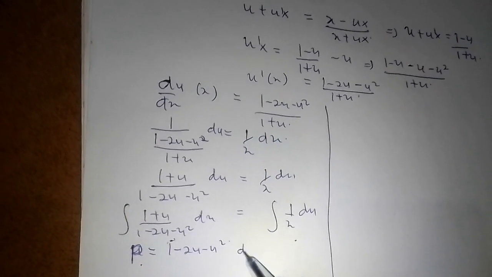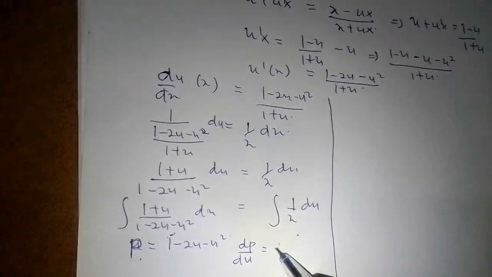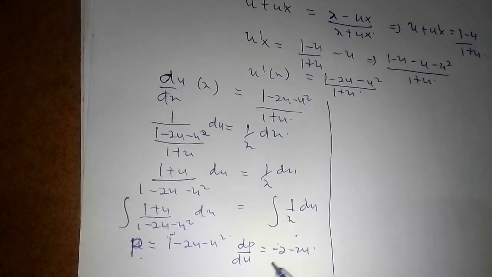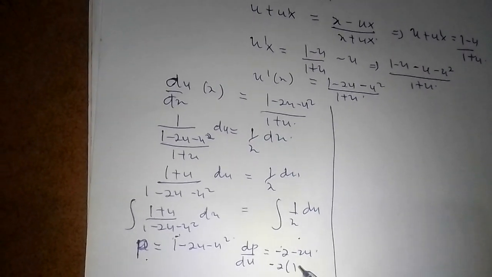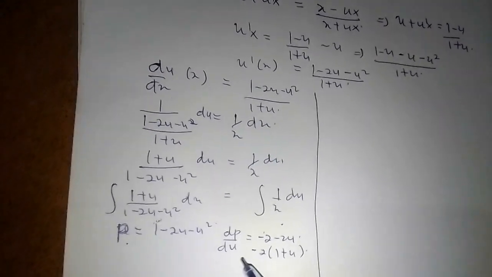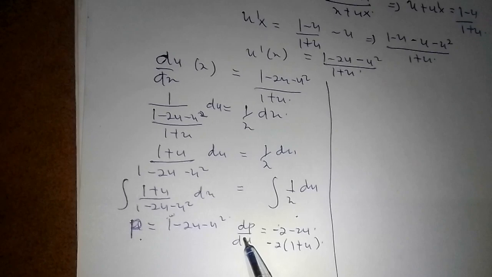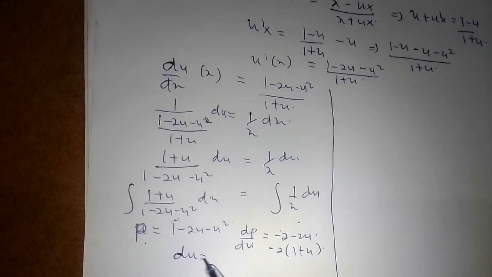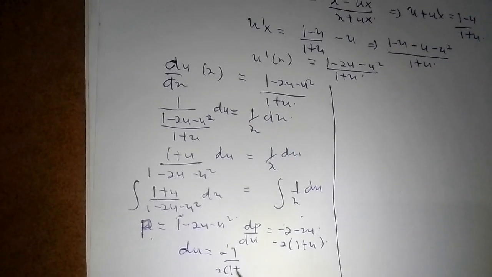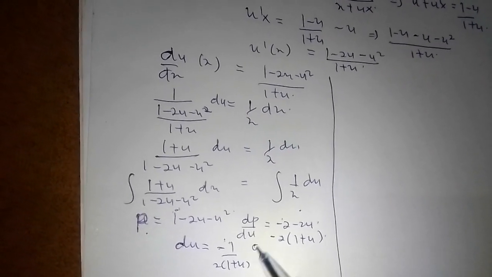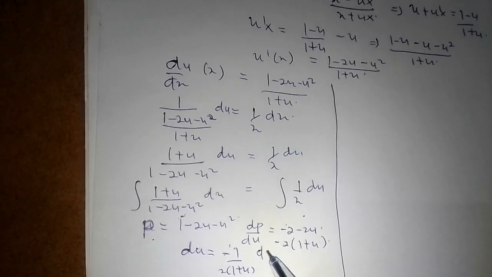So I'll have dp over du equal to negative 2 minus 2u, and I'll simplify it to be negative 2 times (1 plus u), and that will give me dp over du. Right now I want to make u the subject, so u will simply be equal to negative 1 over 2(1 plus u), then that is the p, so the p.